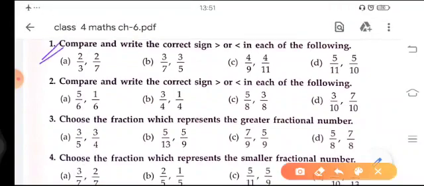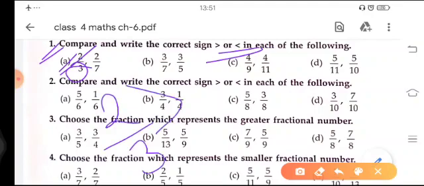In this question we will compare and write the correct sign of greater than and less than. In this, our numerator is the same but the denominator is different. So if the numerator is the same and denominators are different, then the smaller denominator will represent the greater fraction. So in this, 2 upon 3 will be greater than 2 upon 7.